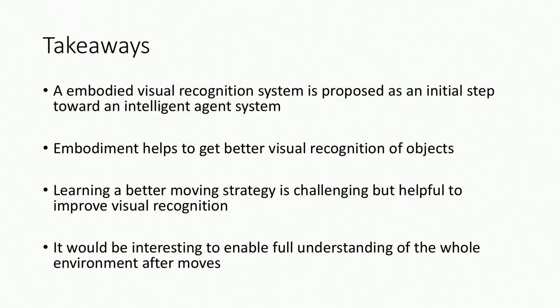And due to the time limitation, we will show some take-home messages. We confirmed that embodiment helps to get better visual recognition of the object in a 3D environment. We can also observe that our model learns a better movement strategy. Even though it's sometimes very challenging for us to interpret, it still improves the performance of the visual system. And finally, a future work on top of this is: what if we enable the agent to move inside the 3D environment and get a full understanding of the environment, maybe even in 3D structure.